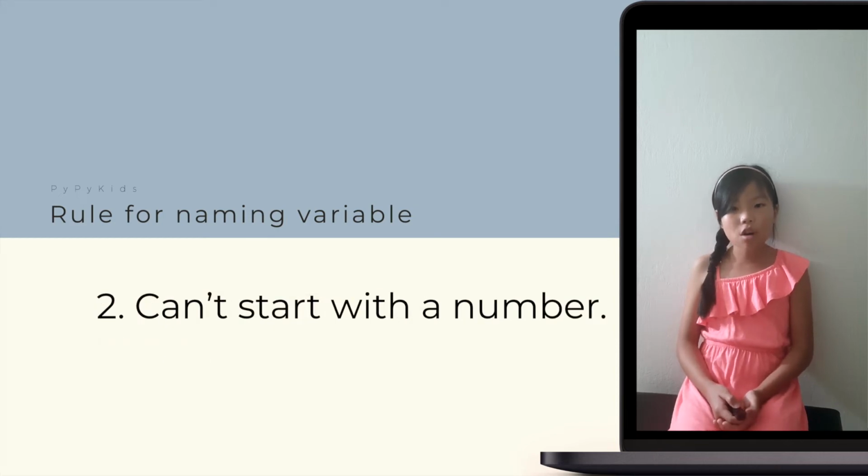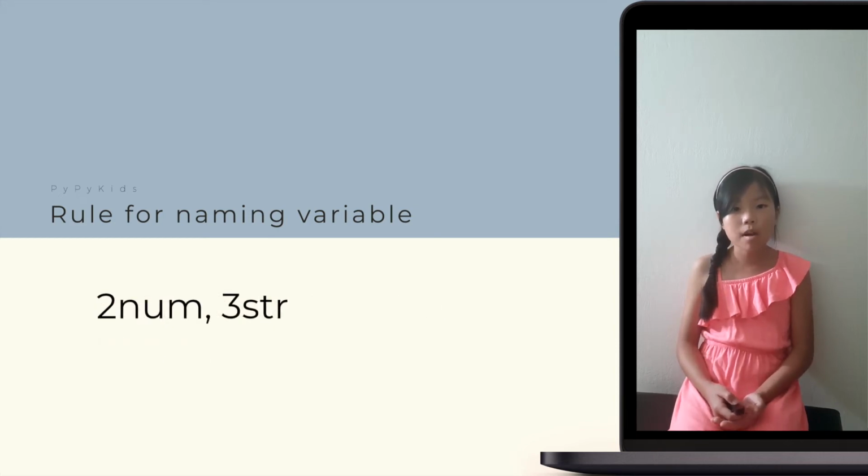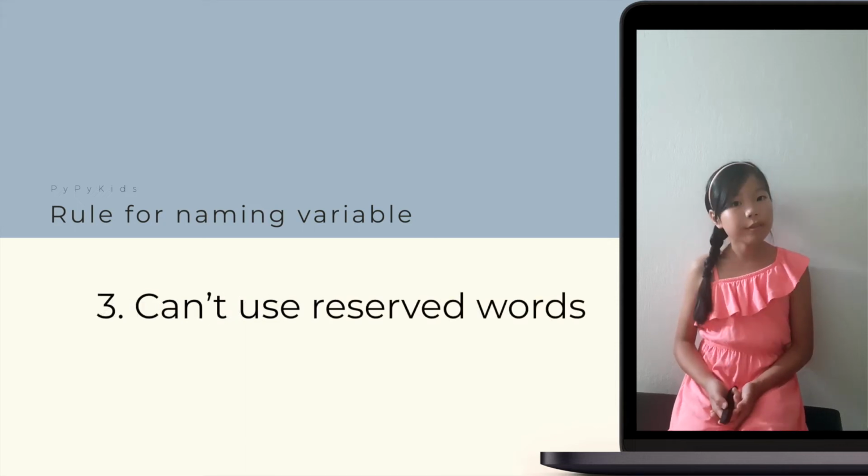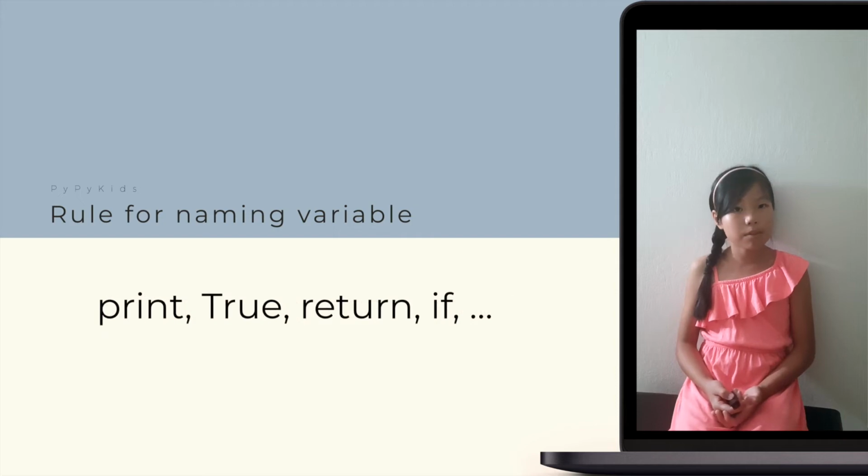Number 2, it cannot start with a number. Like 2num and 3string is something that cannot be true. You cannot use that as a variable name. Number 3, you cannot use reserved words like print, return, true, if, for, false, and some other stuff.